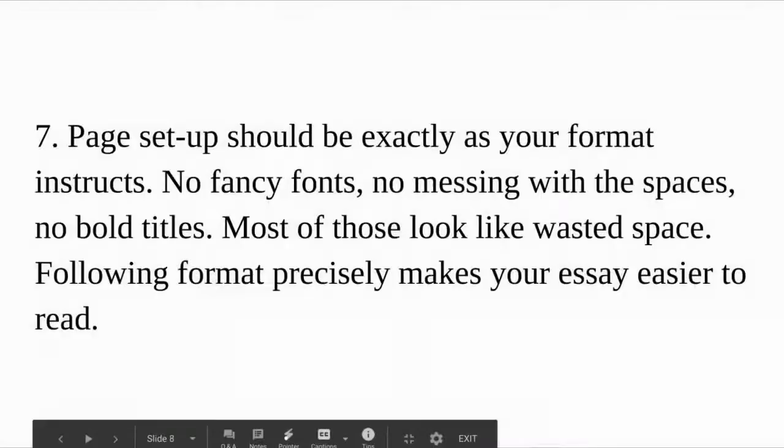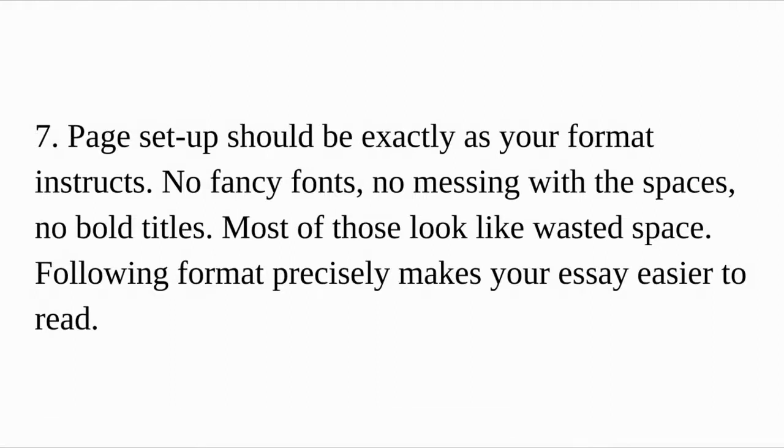And the 7th point says that page setup should be exactly as your format instructs. No fancy fonts, no messing with the spaces, no bold titles. Most of these look like wasted space. Following the format precisely makes your essay easier to read. This means that when you're asked in MLA or Chicago or APA to set your page up a certain way, just make sure it looks that way. All the other stuff makes your paper harder to read and to find the things that we're looking for in it. So keep that in mind and look back at the examples.